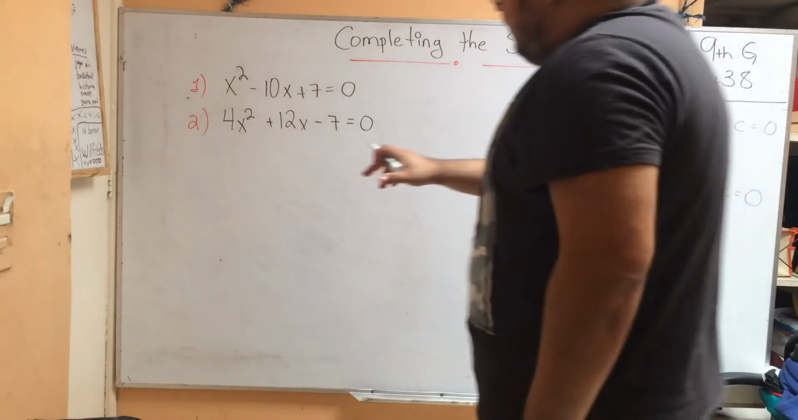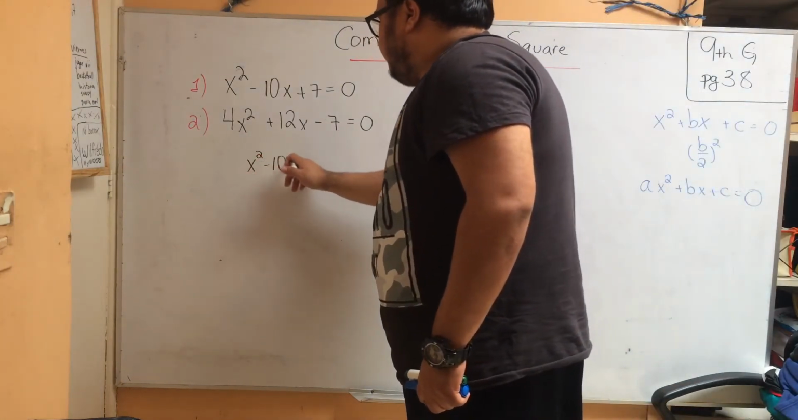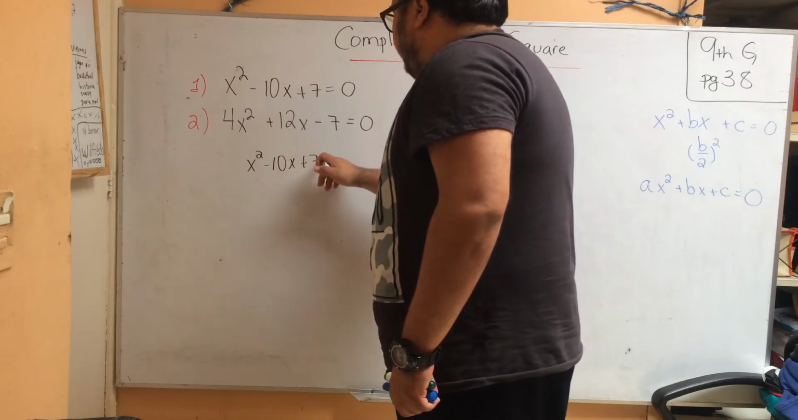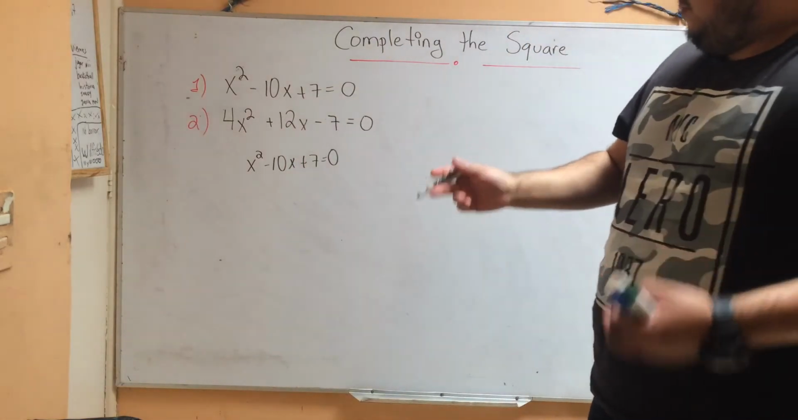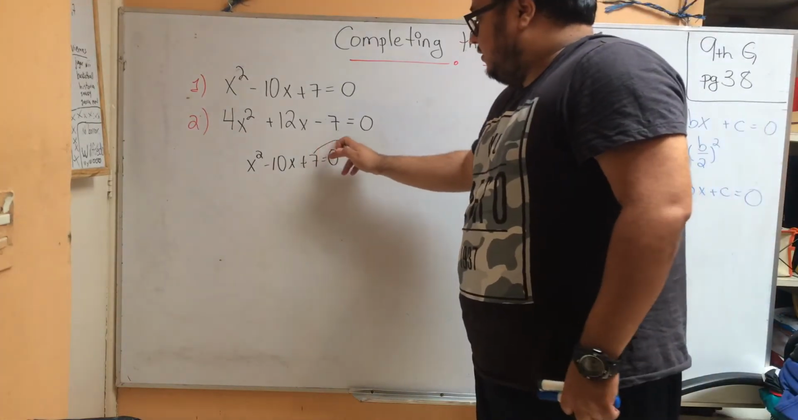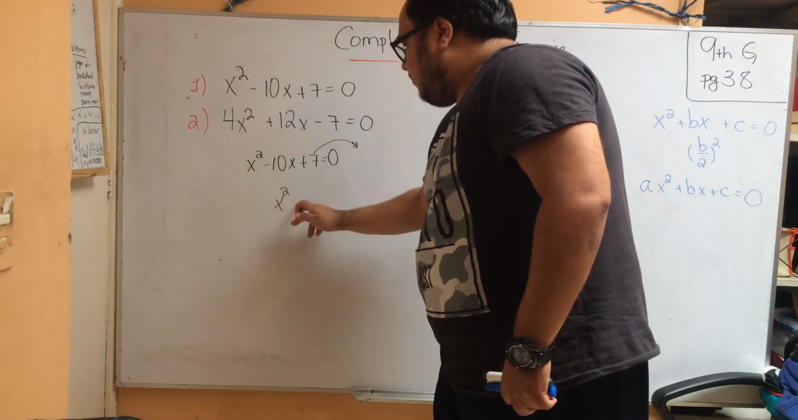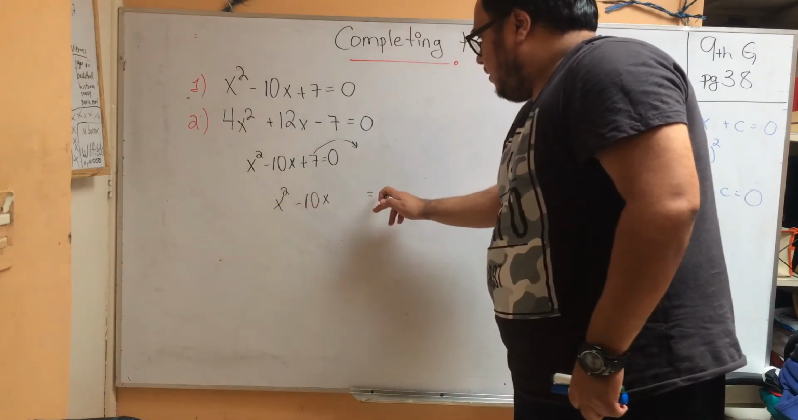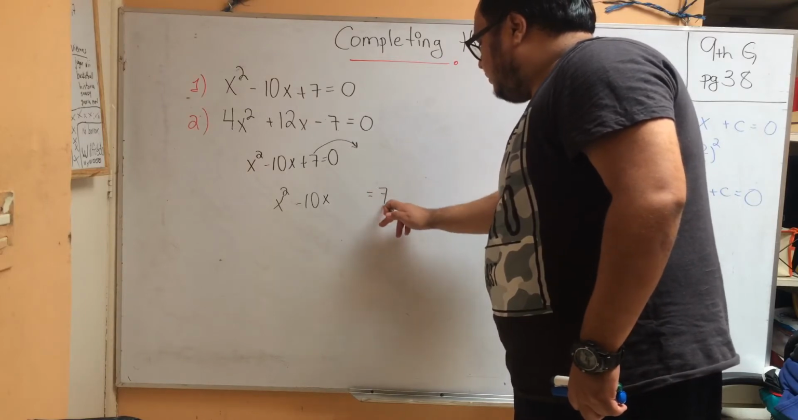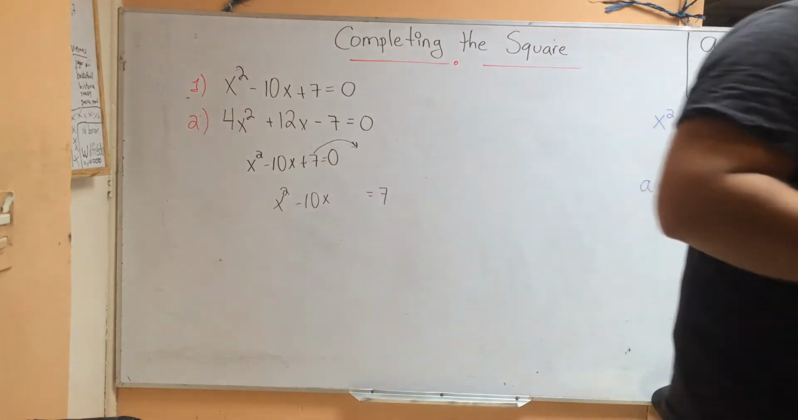So we take the first one: x squared minus 10x plus 7 equals 0. This is number one. How do we complete the square? We're going to take this constant and move it to the other side. So we're going to have x squared minus 10x, then a space, and then 7. Negative, pass it to the other side, positive.